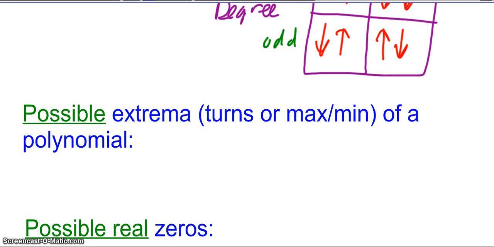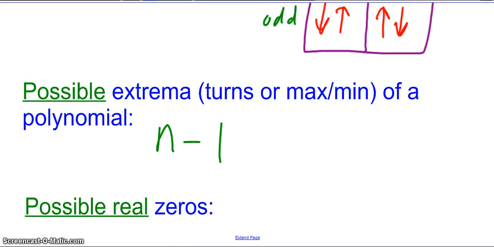Possible extrema. So extrema, what we're talking about are turns or maximums or minimums of a polynomial. So the number of possible extrema is going to be the degree minus 1. So again, think about a quadratic. A quadratic has a degree of 2. It has 1 turn. Now again, this is possible, so it doesn't mean that they have to have that many turns. So, you know, a 5th degree polynomial does not have to have 4 turns, but at most it could have 4. The possible number of real zeros. So again, a key thing here is that we're using the word real and possible. So the possible number of real zeros is the degree.